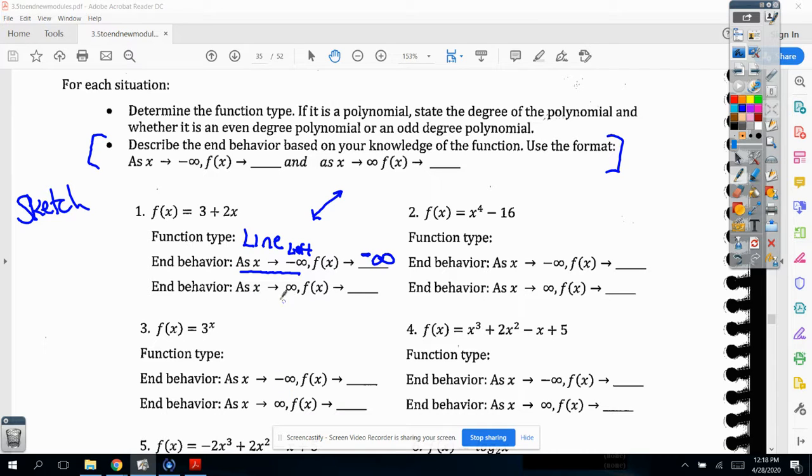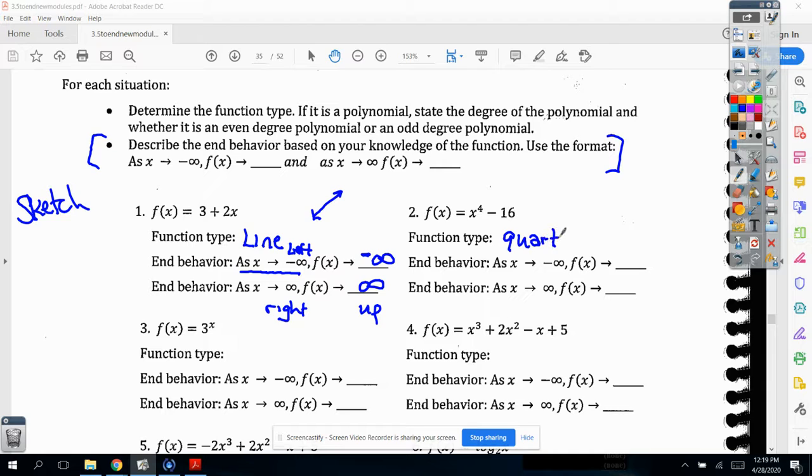And as you plug in really big values for x, what happens to the y values? The y values go bigger, bigger, bigger. They are going to infinity. So if you plug in big x, the y's get bigger. As x goes to the right, y is going up.